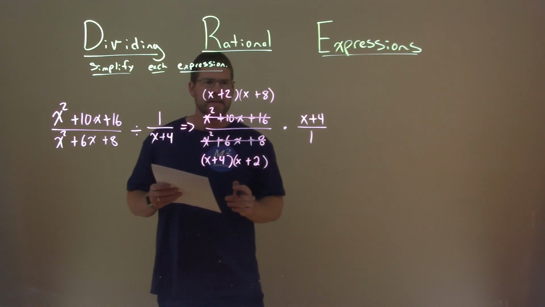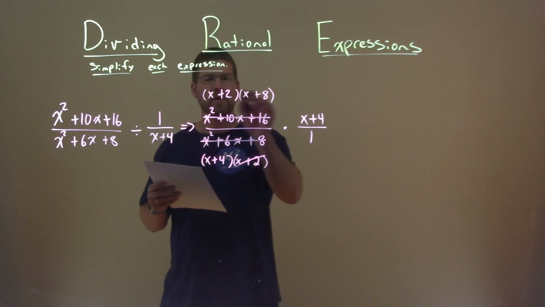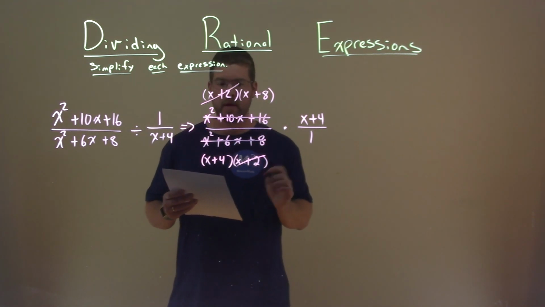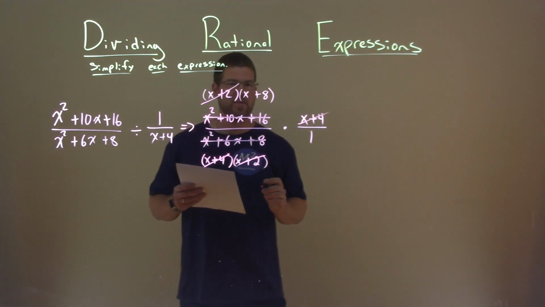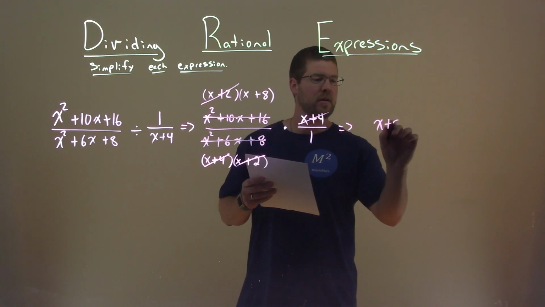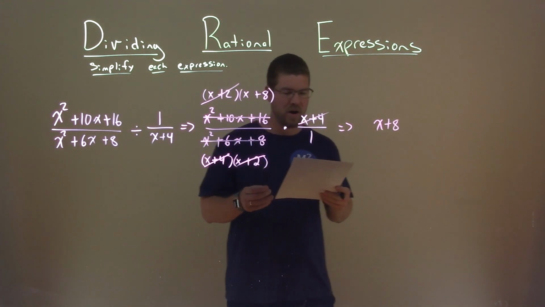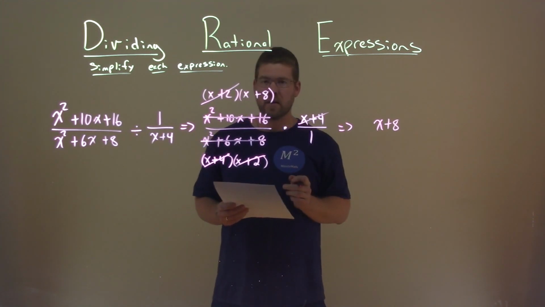So now we can see what we can eliminate. I see x plus 2 in the denominator, x plus 2 in the numerator, x plus 4 in the denominator, x plus 4 in the numerator, and that's basically it. What are we left with? Well, our numerator is just that x plus 8. Denominator is just the 1. Don't need to write that, and so x plus 8 is our final answer.